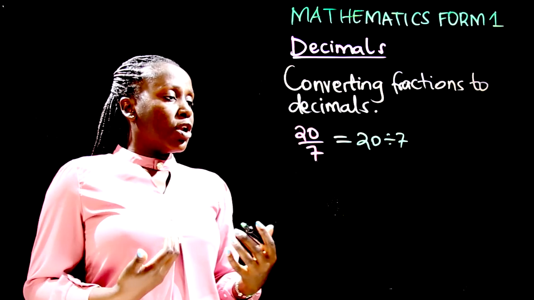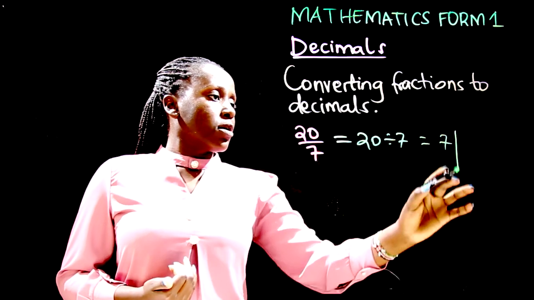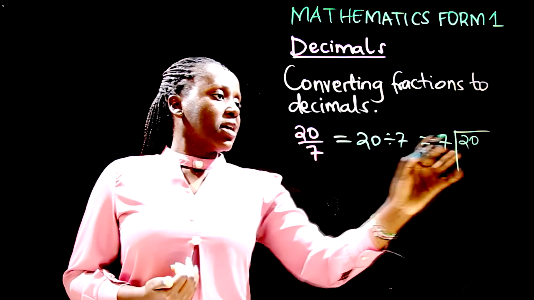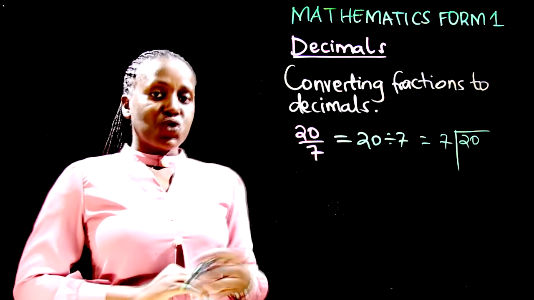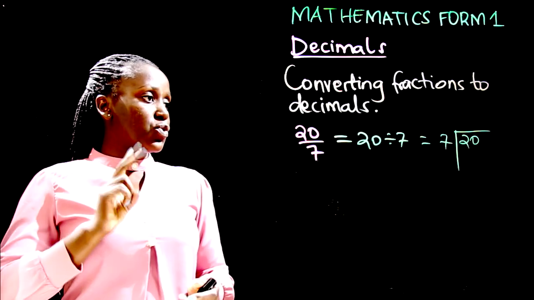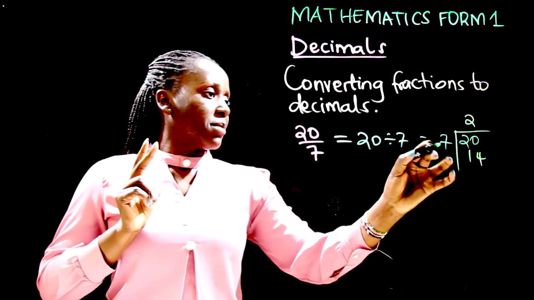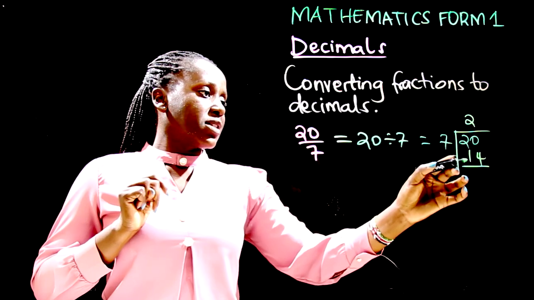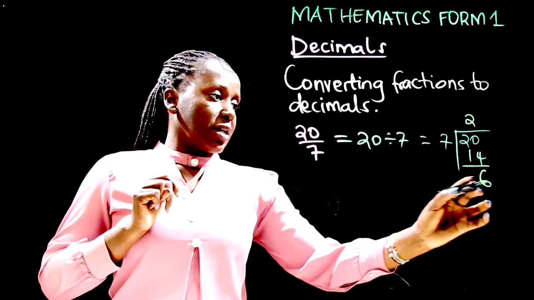So if we do long division, then this is going to be equal to 20 divided by 7. So 7 goes into 20 how many times? 2 times, because 2 times 7 is 14. Then we subtract. 20 minus 14 is equal to 6.